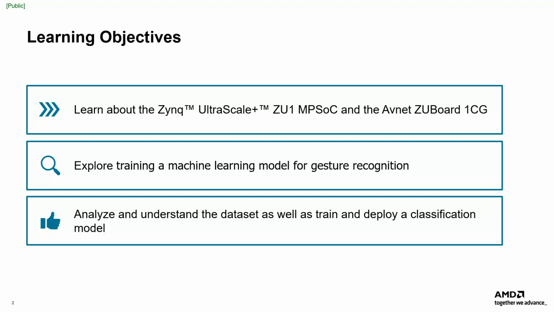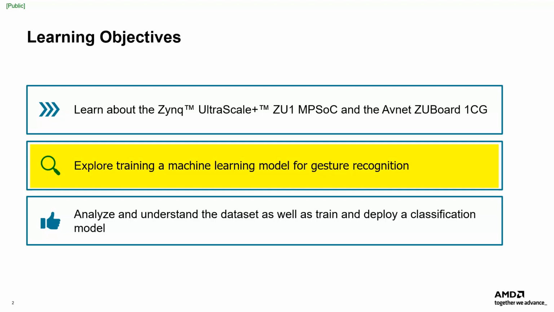This is the first of two sessions. This session will describe how to train a machine learning model for gesture recognition using American Sign Language classification as an example. The examples will be running on AMD's Zynq UltraScale Plus architecture. I'll briefly cover a bit about that architecture and the Avnet ZU board 1CG that features it. Mario will then take over to share some of the research that he's been doing.